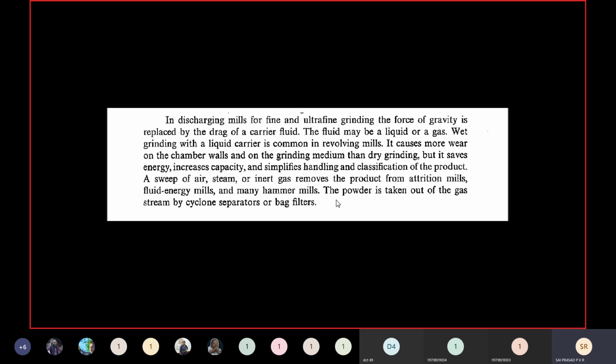The powder is taken out of the gas stream by means of cyclone separators or bag filters. Once they are out, what is important for us? The solids are important. So on a continuous basis, if you want to remove them, you can keep a cyclone separator. Solids will fall from the bottom, and the gas will go from the top, which can be recycled back. Or if the concentration of solids is less, we can go for the bag filter.